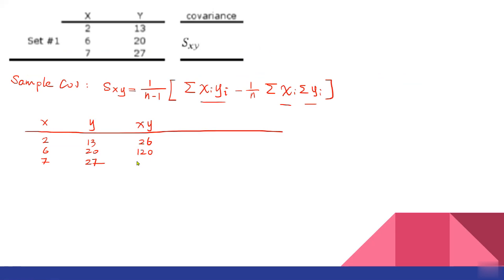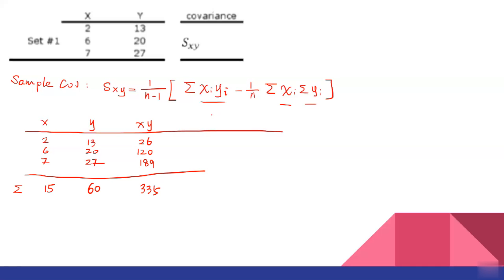We have 189. And then we need to calculate the sum of each column. First column, the sum of x is 15. Next column, the sum of y is 60. Okay, next one, the sum of the product of x and y is 335.